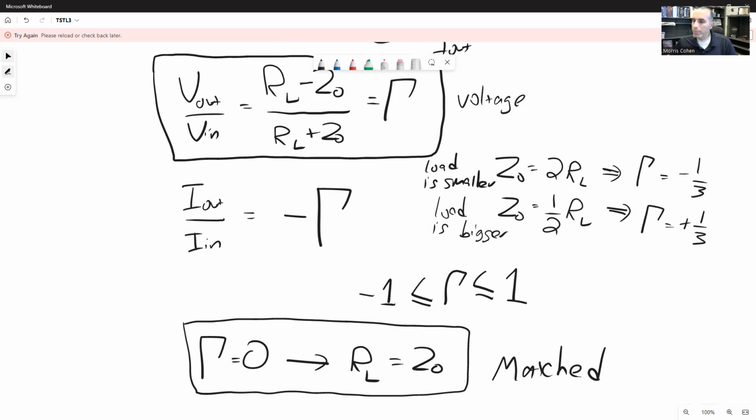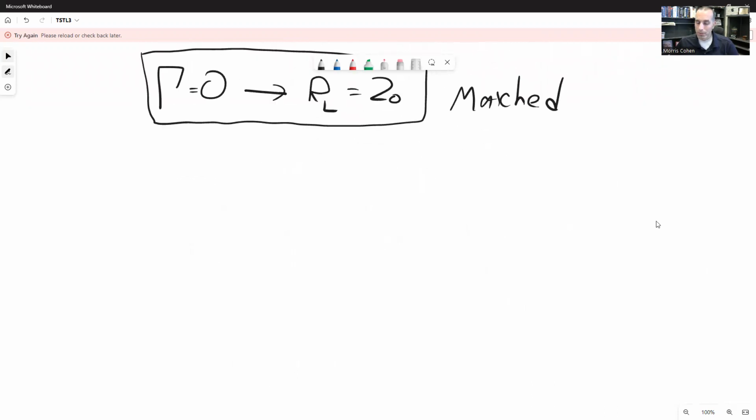So that is one big piece of this, but the other thing that's going to complete the picture is, I've got a voltage wave that comes in and encounters a load. If the load is not matched to the line, I'm going to get a reflection. It's going to go back toward the source. So what's going to happen when it gets to the source? Let's draw that and consider that case. Then we'll have all the pieces together.